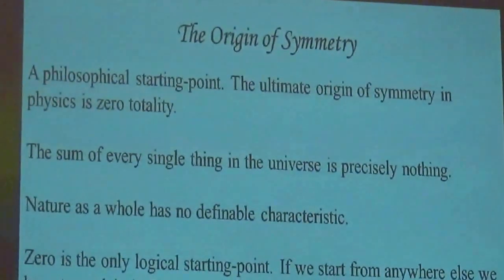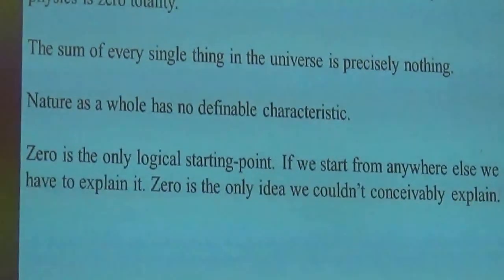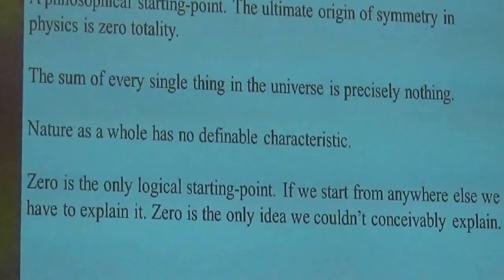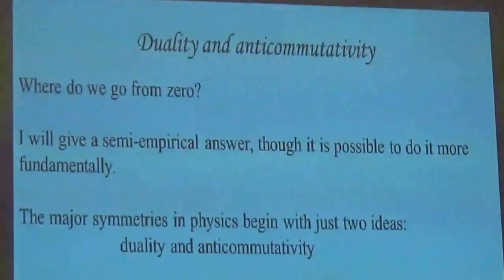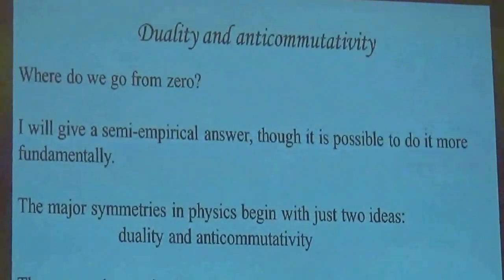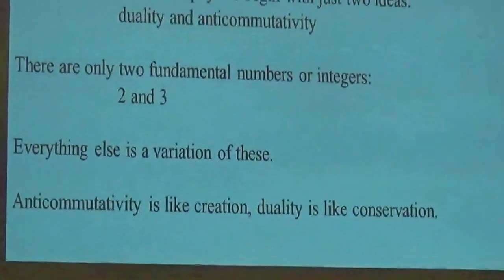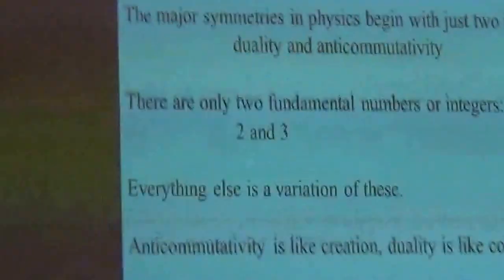I also think zero is the only place you can start from. If you start from anywhere else, you have to explain it. But you don't have to explain zero because you can't. It's just not explainable. That to me is the starting point for anything of this kind. So how do we go from zero? I can do it in a more logical way, and I have done it at ANPA, but I'm not going to do it that way today, because it would take the whole session. So I'm going to start more semi-empirically.